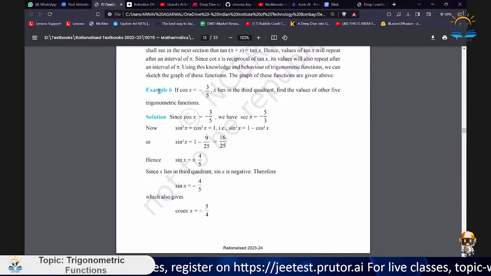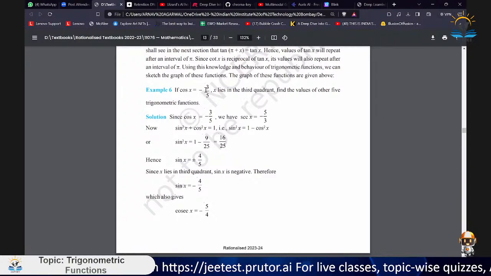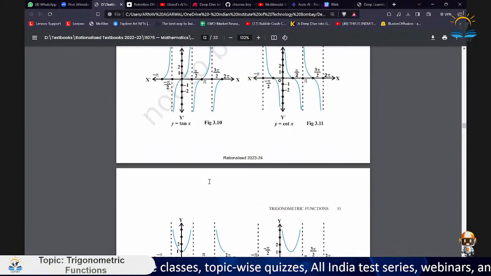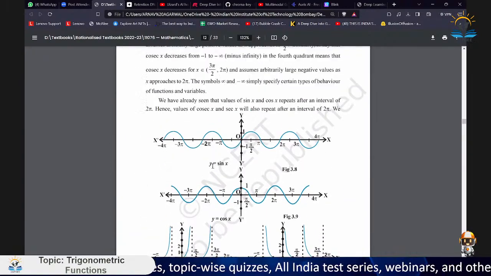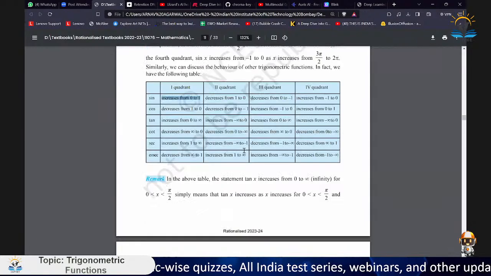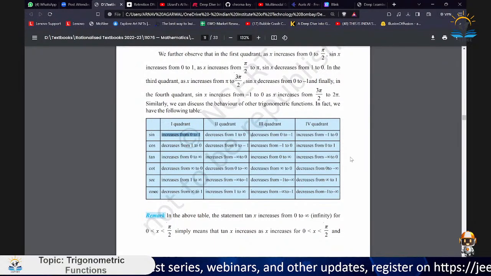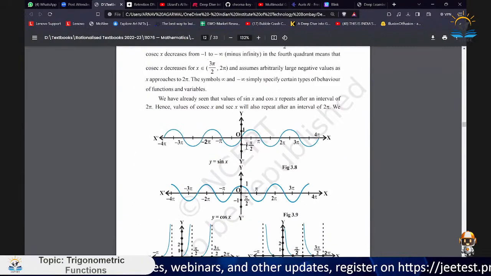So again, let's take an easy example. Let's say cos x is equal to -3 by 5, and it's given that x lies in the third quadrant. Why do they give this? Because cos x can be negative in two quadrants, right? Which are those two quadrants? It is the second quadrant and the third quadrant. So cos x is negative in both the second and third quadrant, and they gave the information that x is in the third quadrant.